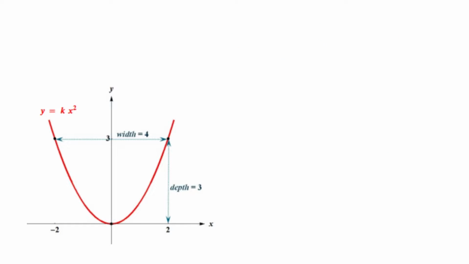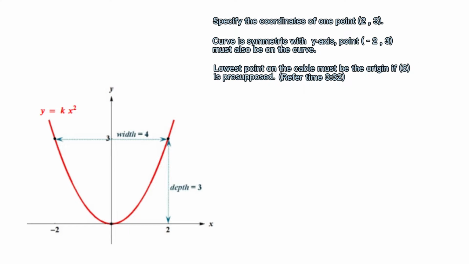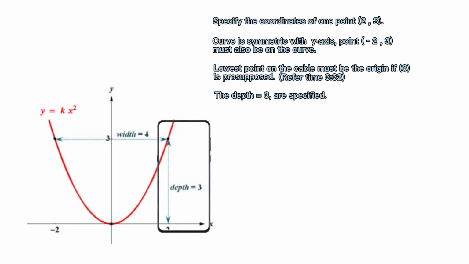Suppose that we do specify the coordinates of one point, say the point (2, 3). Because the curve is symmetric with respect to the y-axis, the point (-2, 3) must also be on the curve. Moreover, the lowest point on the cable must be the origin if 6 is presupposed. Hence, to specify the coordinates of one point means really that the width from (-2, 3) to (2, 3) and the depth 3 are specified.